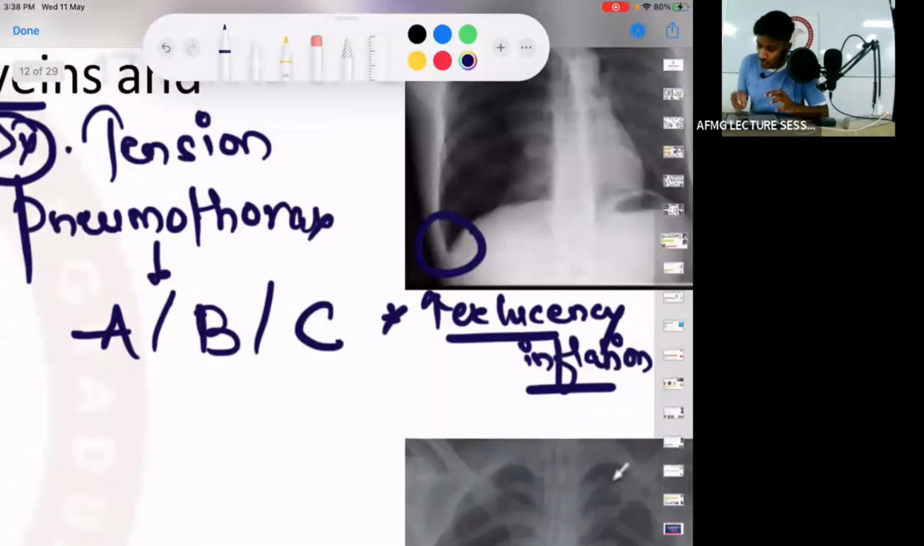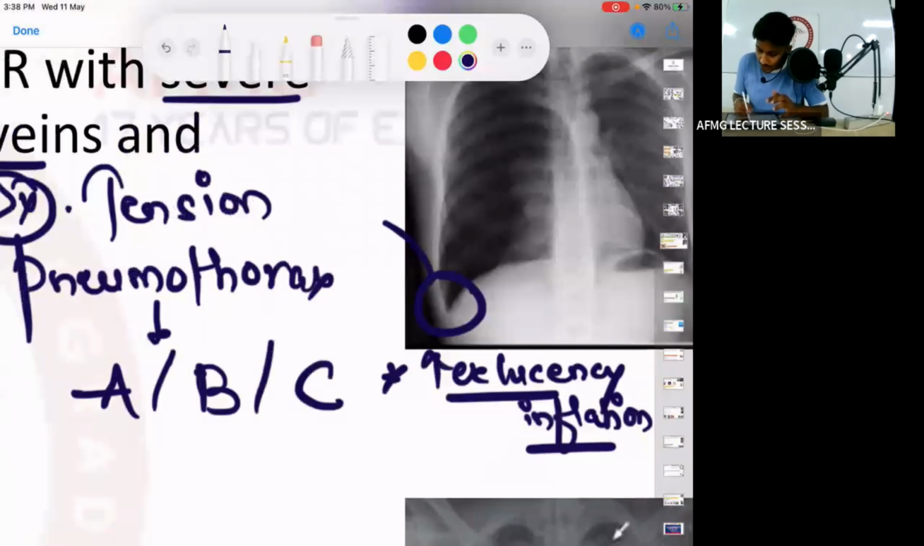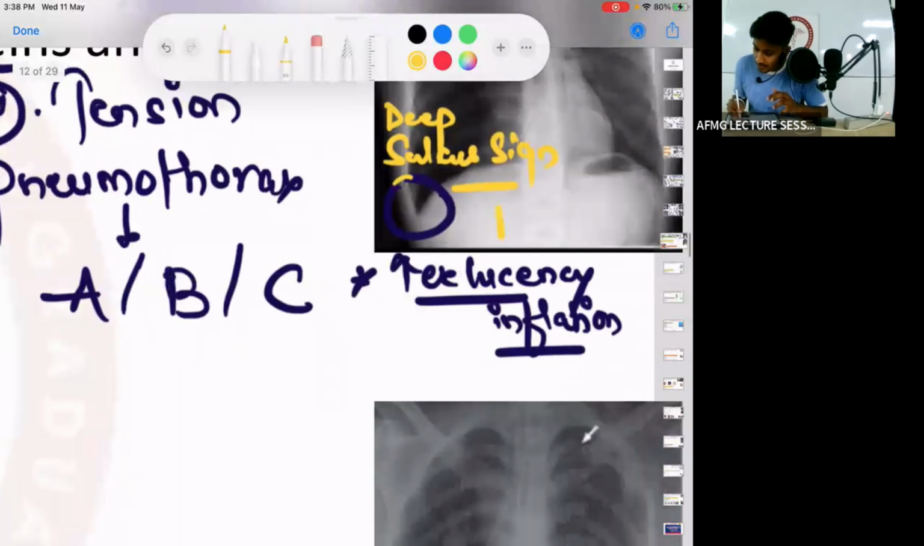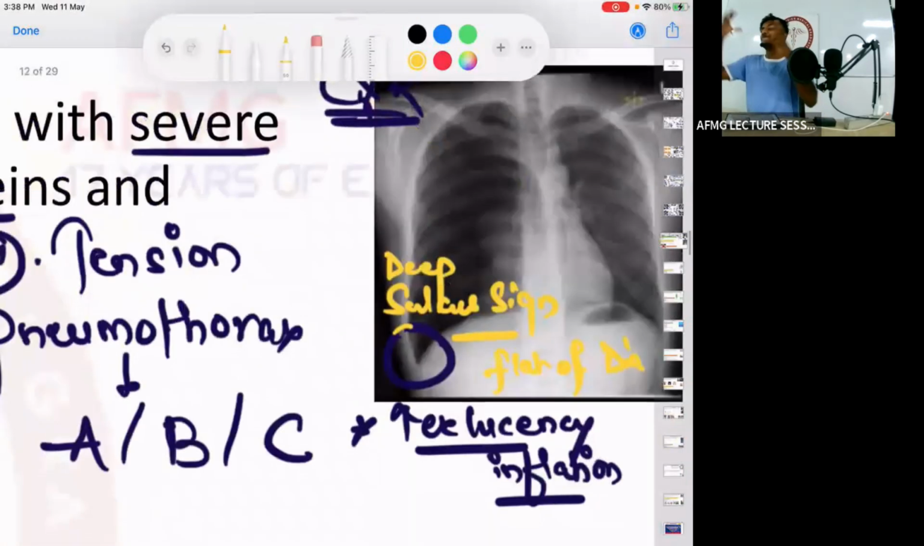Second, this deep costophrenic angle, it is known as which sign? It is known as the deep sulcus sign. No issues with this. And there would be flattening of the diaphragm due to hyperinflation. And as there is increased air on one side, the lung would be collapsed.